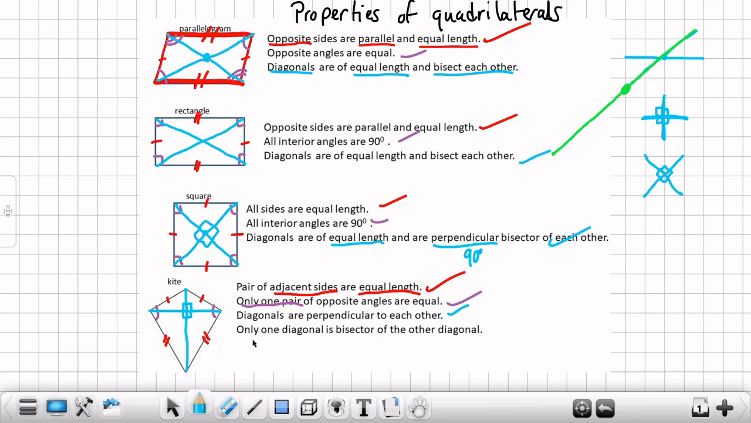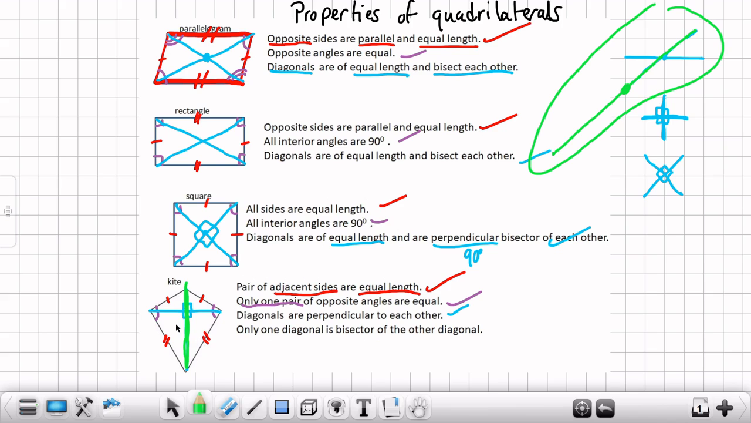Right, for the last sentence, only one diagonal is the bisector of the other diagonal. I'm talking about this situation over here. Remember, it's the green line that bisects the blue line, not the other way around. The blue line does not cut the green line in half, so you can't say the blue line is the bisector of the green line. If I apply that here, only one diagonal, which one is that? It's this green one over here that cuts the blue line in half. It goes to the middle of the blue line. So it's the green line that's the bisector of the blue line, not the other way around.